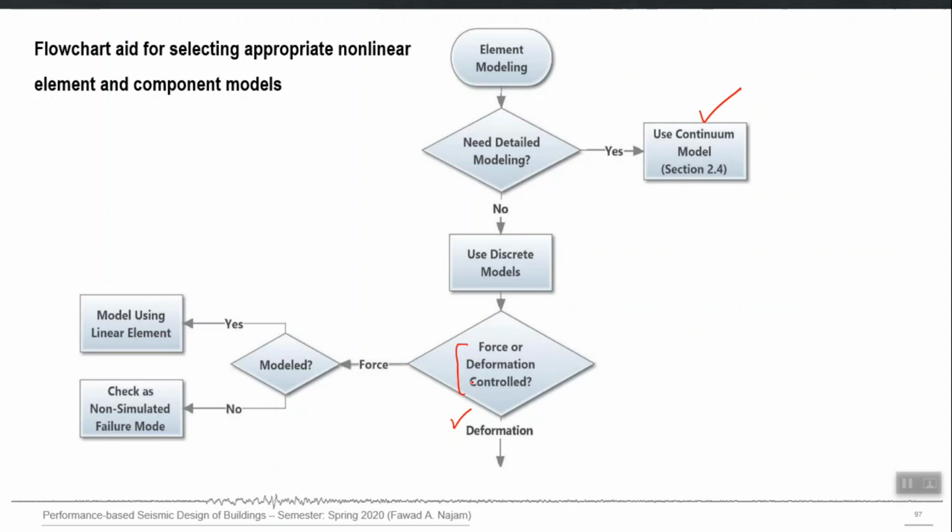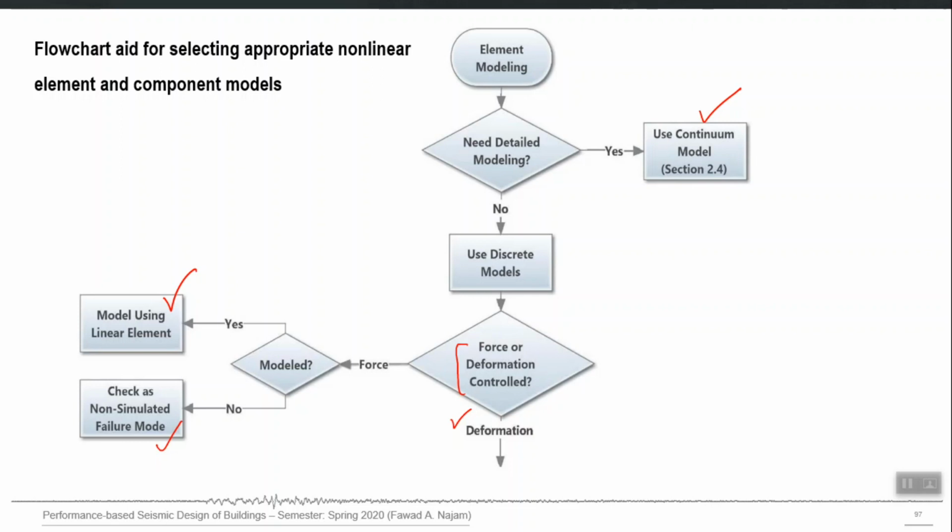Some actions can be assumed force controlled, which are brittle actions. Some actions can be assumed deformation controlled, which are ductile actions. If the element is force controlled, then you have to decide whether you have to model that using a linear element, or you have to actually check that non-simulated failure mode. Let me give you an example to explain this. Let's say that I have a beam, and the beam can have a chance of having shear failure during the applied earthquake, right? It has reinforcement and everything, but if the load is exceeded, it will fail in shear.